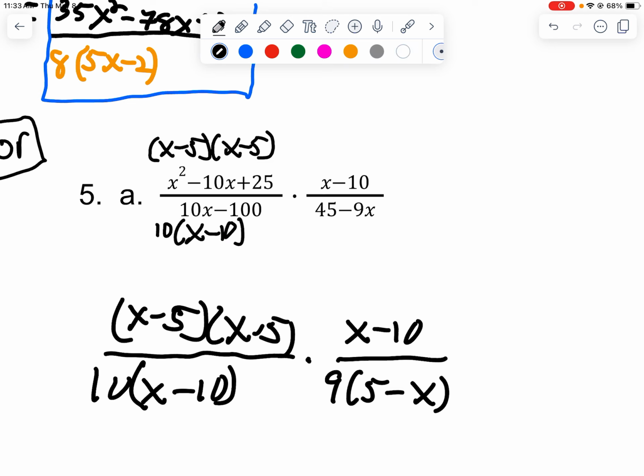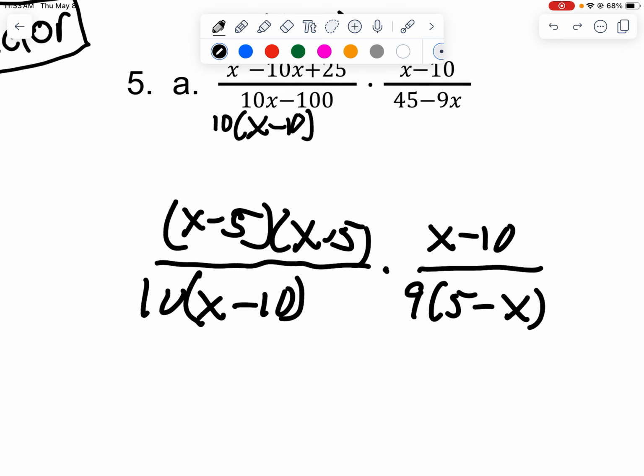And now we look at the second fraction. Okay, we have an x minus 10. We can't factor this, right? That just sticks. And we can GCF out a number here. That's 45 minus 9x. A common 9 can be pulled out. And that's what happens here, right? So now we have this.